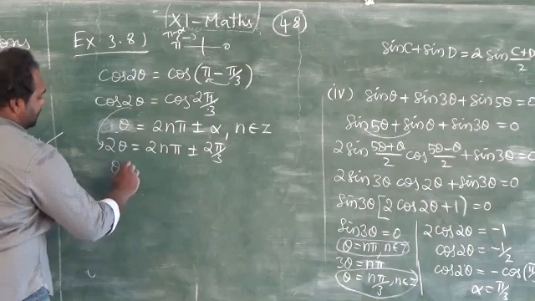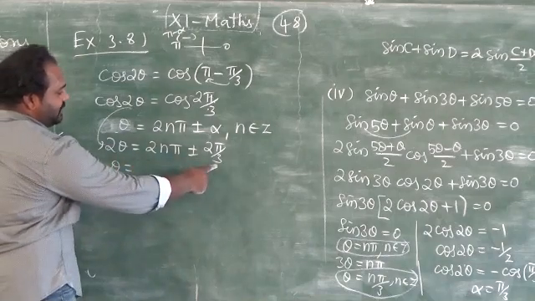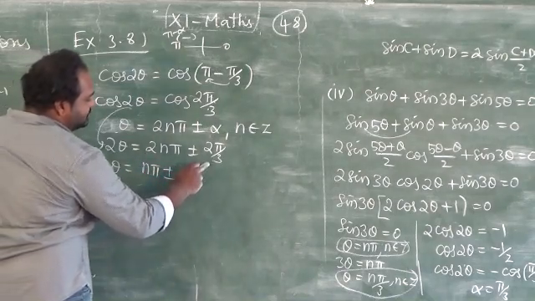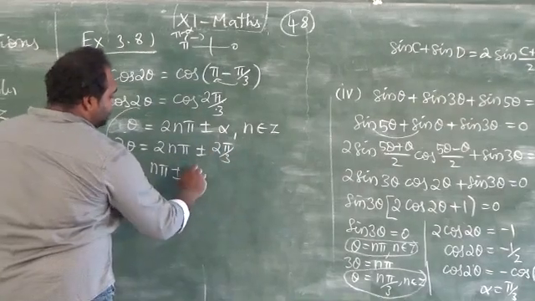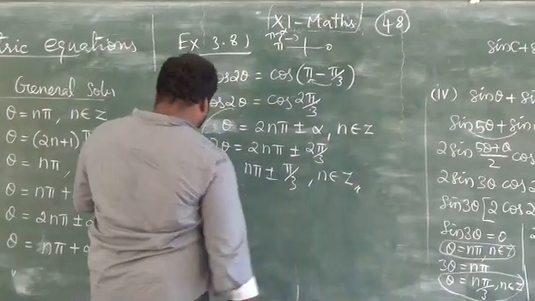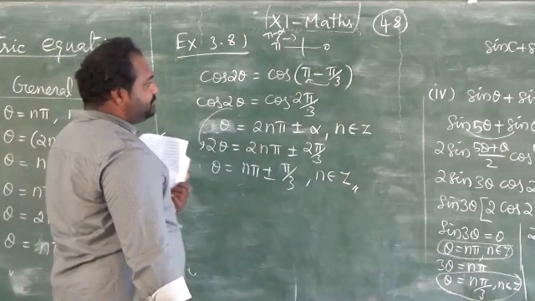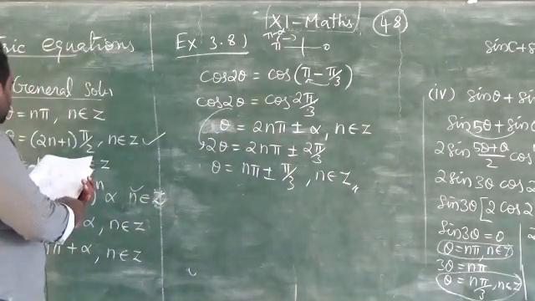Here theta is equal to, carry this to the other side, divided by 2, divided by 2. So this 2 will be cancelled, n pi will come, plus or minus. Here if you come to this side, divided by 2, and 2 will be cancelled, you will get pi by 3, n belongs to Z. So this is the answer for the fourth question. Next we can go for the fifth one.